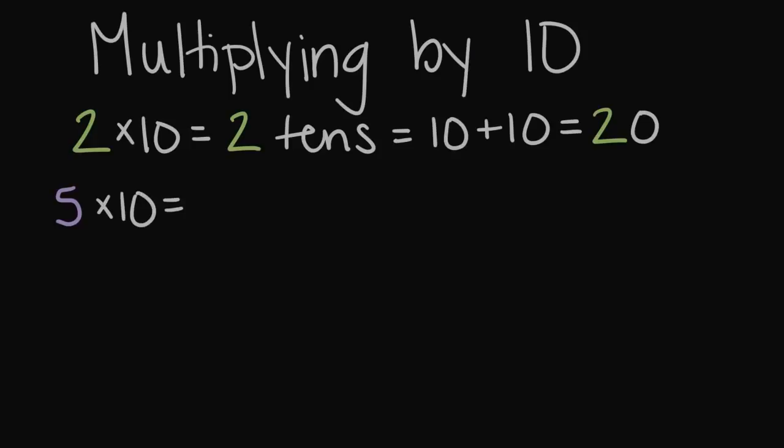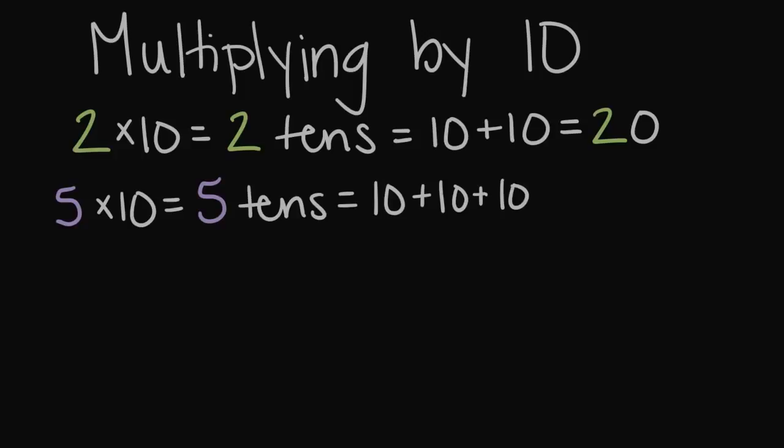5 times 10 is going to be 5 tens, or 1 ten plus another 10 plus a third 10 plus a fourth 10 plus a fifth 10. So we have 5 tens. We have 1, 2, 3, 4, 5 tens. And we can solve that. We can add those together. 10, 20, 30, 40, 50. So our solution here is 50. 5 tens is 50, or 5 times 10 is 50.